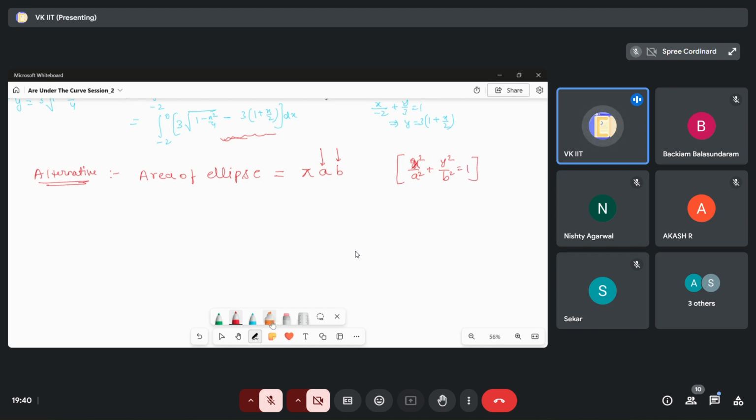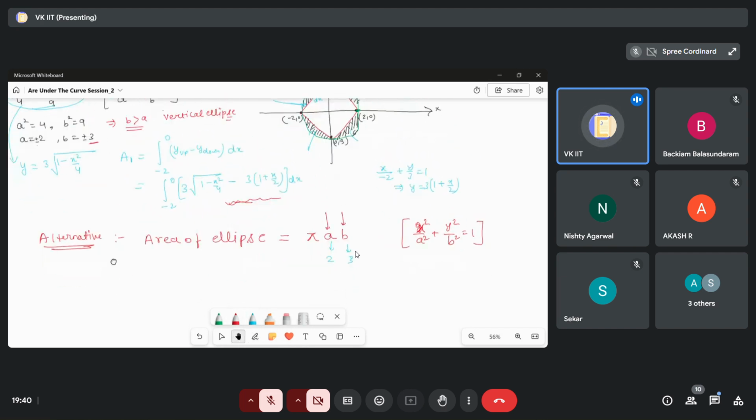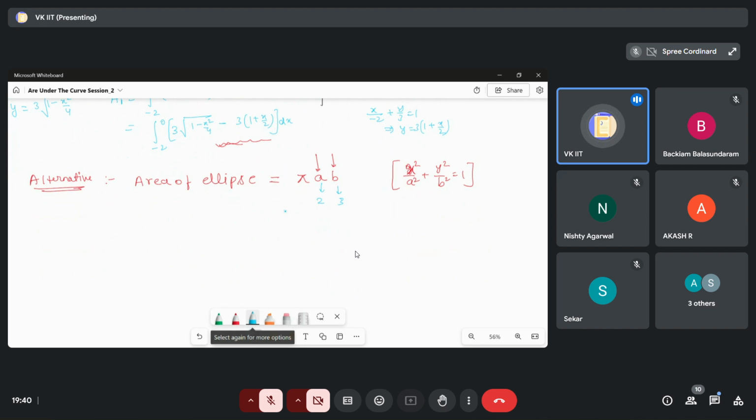So you already have A. A is given as what? How much? 2. B is given as 3. Let me check. A is 2, yes, and B is 3. So the area will become 6 pi square unit. This is the area of the ellipse.